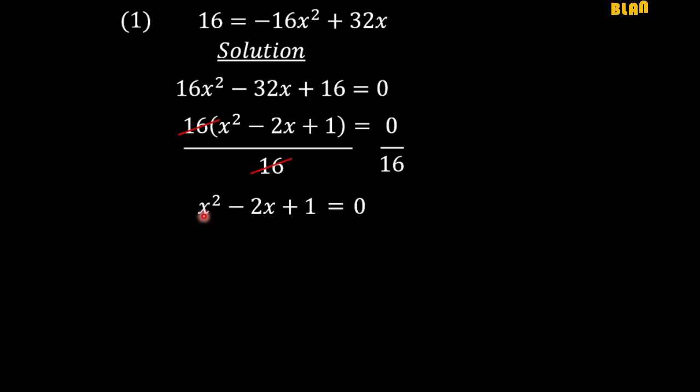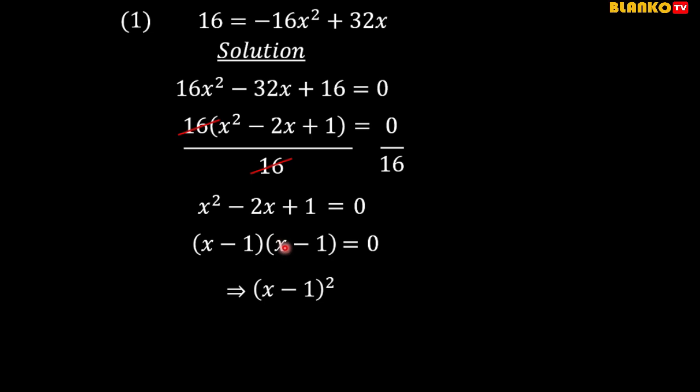So let's now factorize x squared minus 2x plus 1 on the left hand side, and that is going to be x minus 1 in the bracket multiplying x minus 1 in a bracket equals 0. I hope you are following it. X minus 1 in the bracket multiplying x minus 1 in the bracket is also equal to x minus 1 in the bracket square, equals 0. I hope you understand.